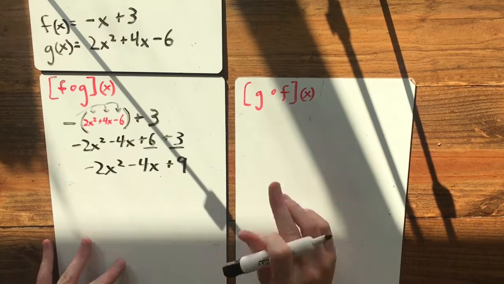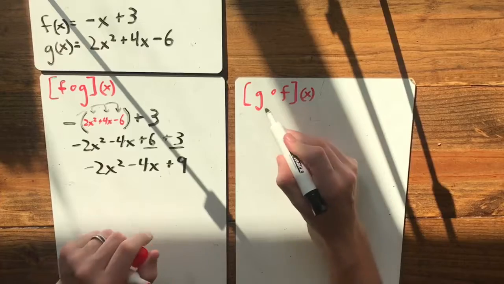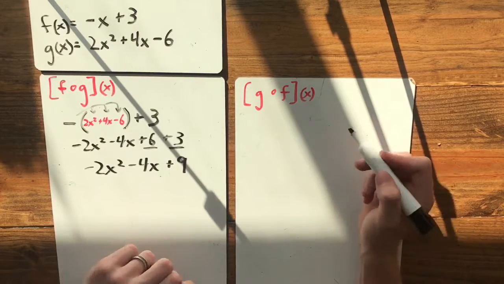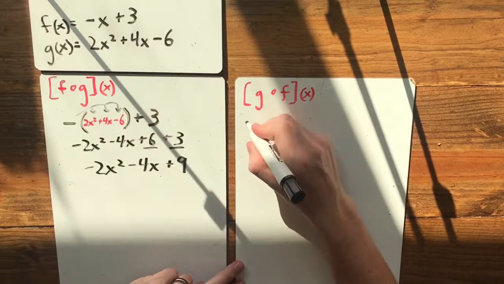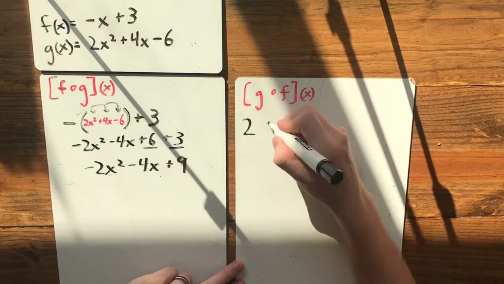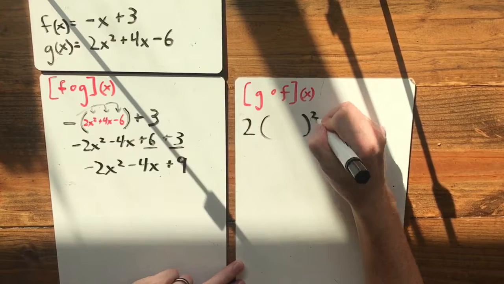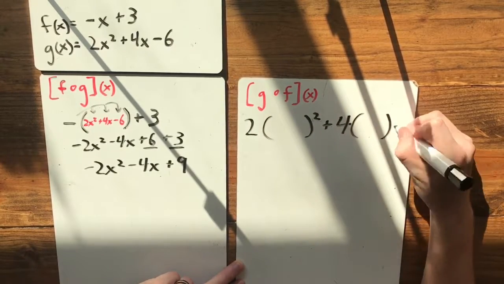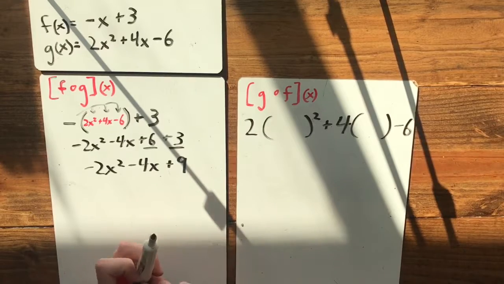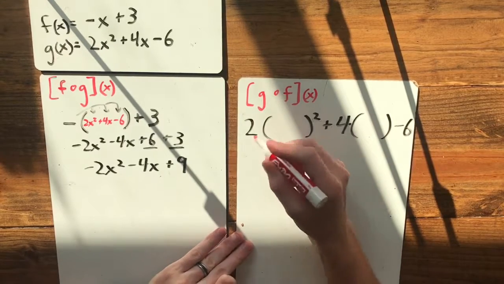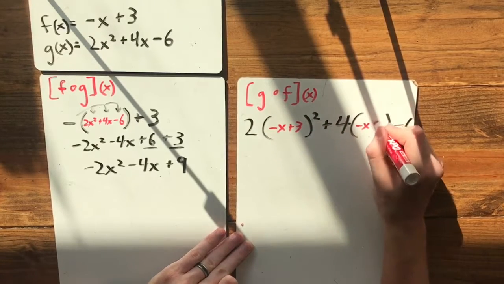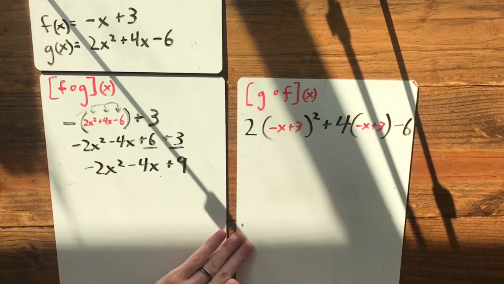Now I want to do a very similar thing over here, g composed of f. Well, this time I'm starting with the g function, I'm composing it of the f. So I'm going to take this g function here, very similar to last time. I'm going to leave a gap everywhere I see an x. And in the gap, in a beautiful different color, I'm going to put the f of x function, negative x plus 3 here, negative x plus 3 here.